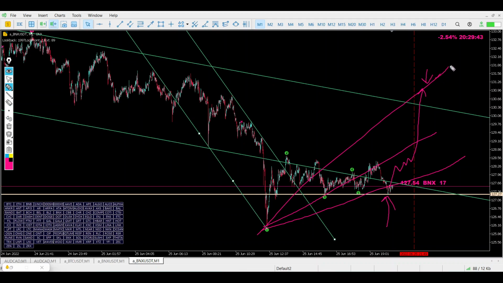And this line keeps extending, so time can be changed. At this price point the value was this one, at this price point the value was this one.